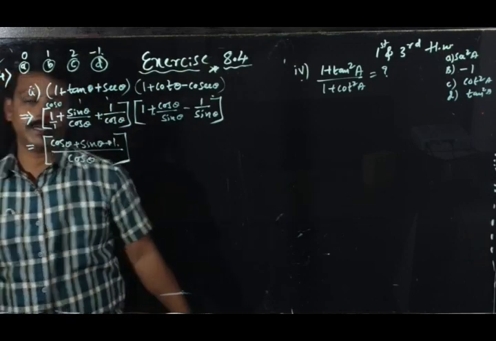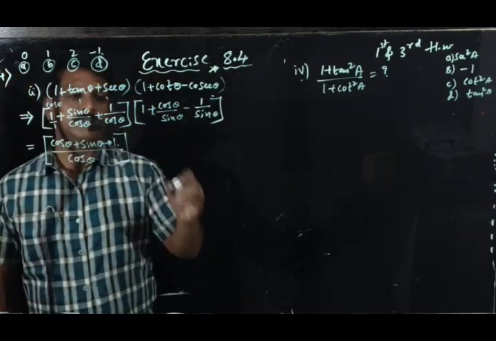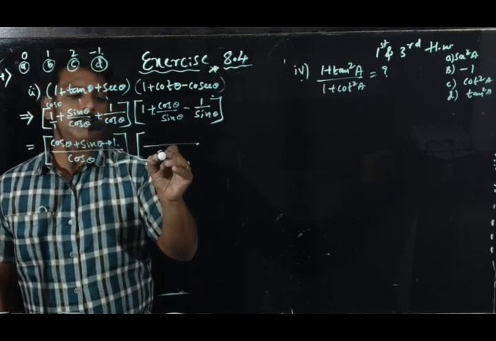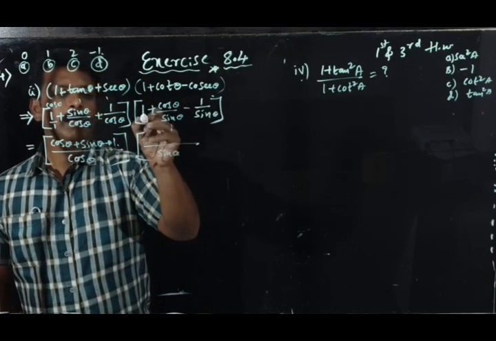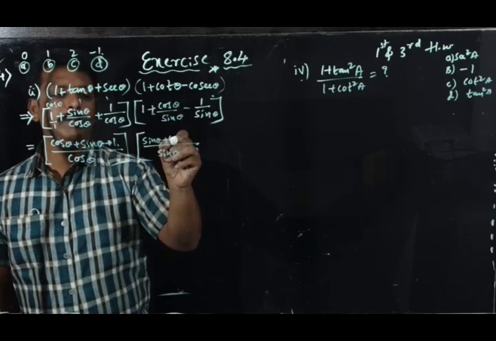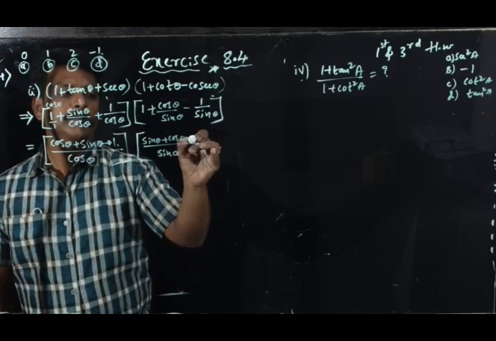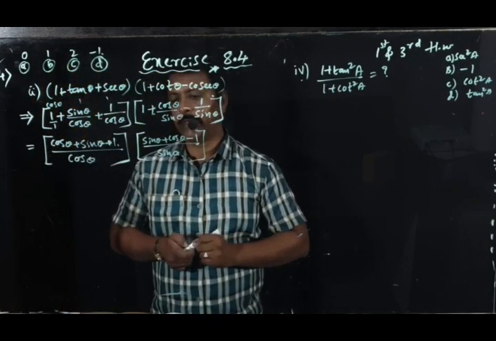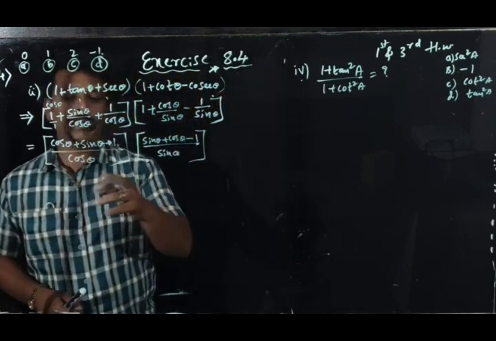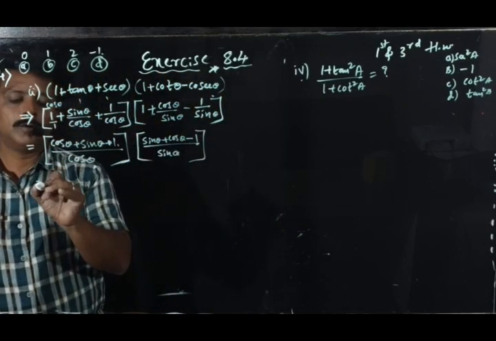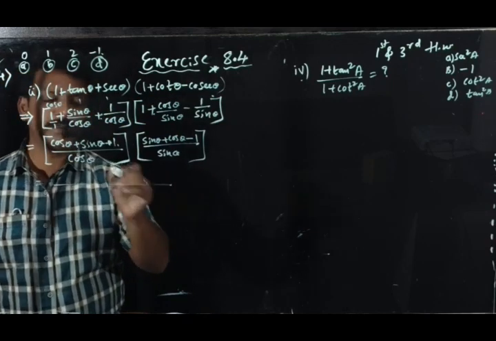This is the first bracket. Do the same thing with the second bracket. Here the LCM is sine theta, so we get sine theta plus cos theta minus 1. Now what to do, sir? You have to multiply denominator with denominator, and numerator with numerator. So after multiplying, what are we getting?